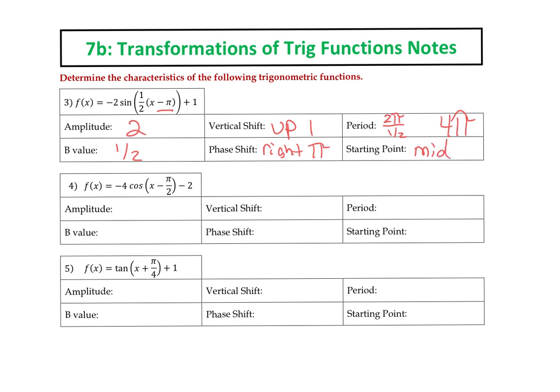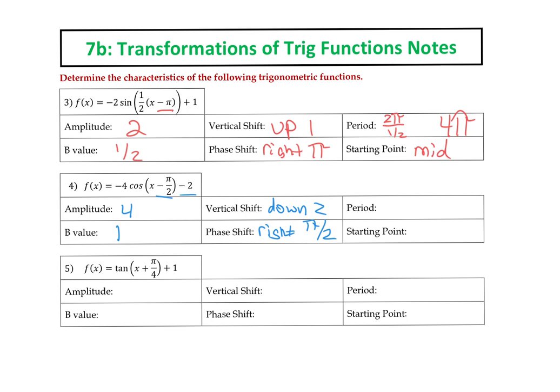Okay, the next one is a cosine graph. It's got an amplitude of 4, that's the a value. The b value, there's nothing in front of the x and nothing factored out, so that b value is understood 1. The phase shift is inside, it's minus pi over 2, so I go opposite to the right pi over 2. My vertical shift is down 2 because I'm subtracting 2 at the end.